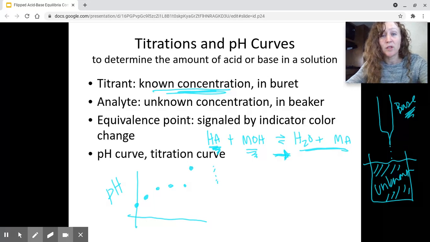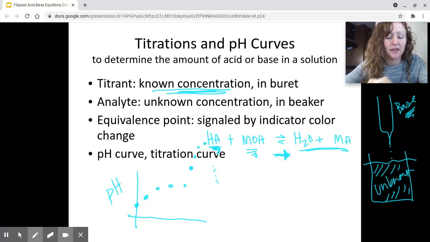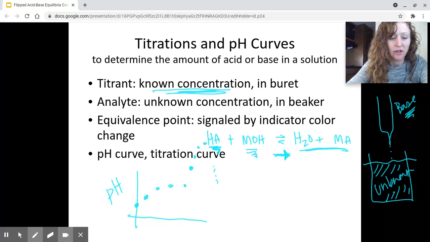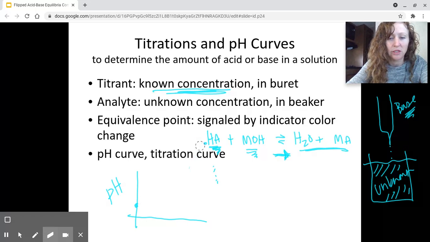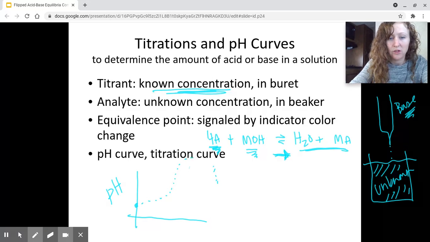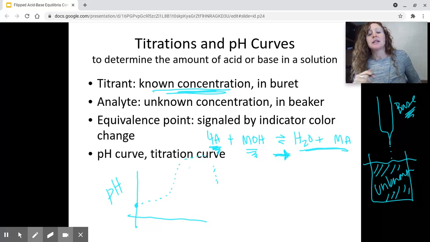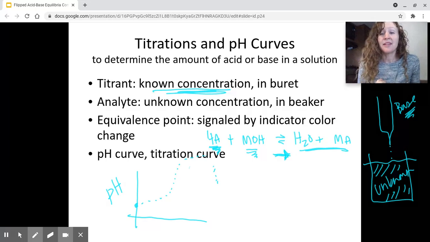And then when you add a little bit more base, you're going to have a basic solution. And so you get a curve on this. I didn't draw that curve very well, but you get the idea. We get a curve on here that shows the pH change in our solution. It kind of looks like a flattened S or a stretched out S. And this is the general trend of our solution.